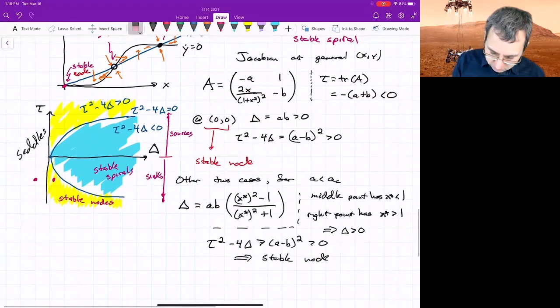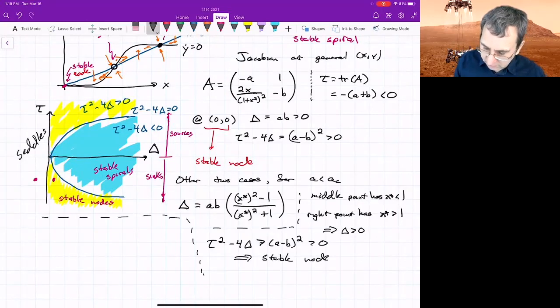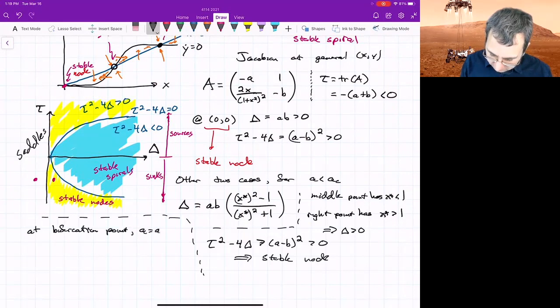Another thing to notice would be at that bifurcation point itself, what do we get for the eigenvalue? At the bifurcation point, a equals a_c, that gives us x star equals 1. So if x star equals 1, that means delta equals 0.